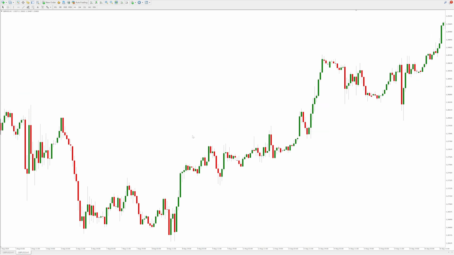Please watch the full video if you want to learn how to get the best out of this particular pattern. So as the name suggests, we're looking for a candle formation that forms a W pattern. So this is a bullish price pattern.